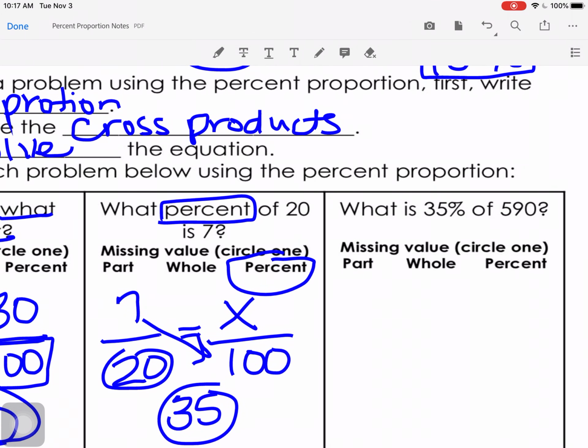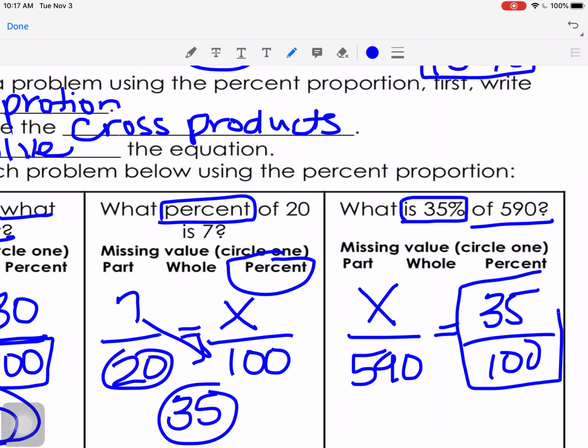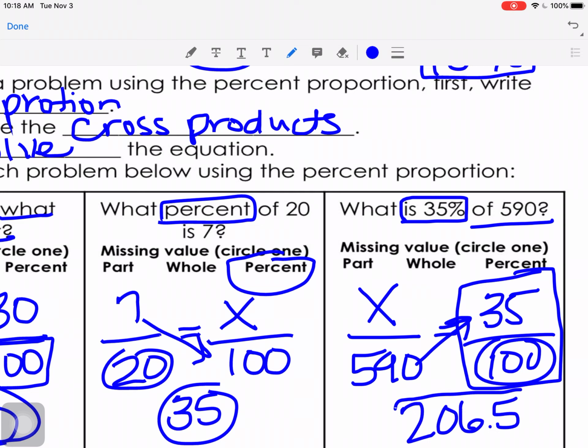And then the last one, I have what is 35% of 590. So 590 is my whole, and 35 over 100 is how you write 35% as a fraction. 35 out of 100 is 35%. So I cross multiply, and then I'm going to divide by 100, and that's going to give me 206 and a half. So 206 and 1/2 is 35% of 590.